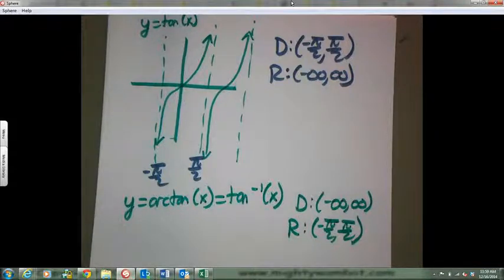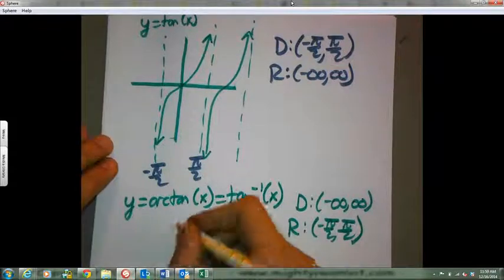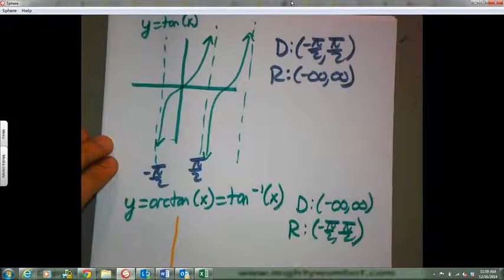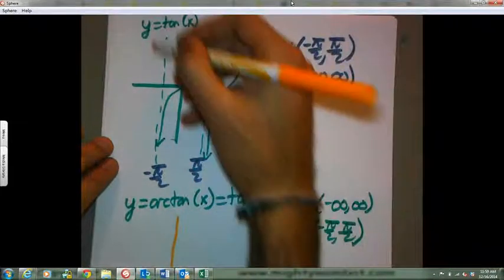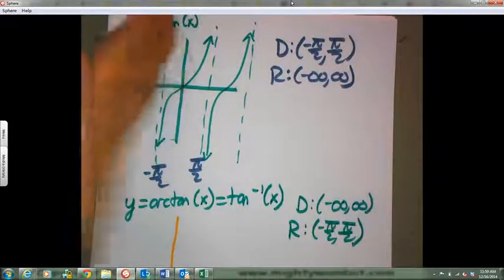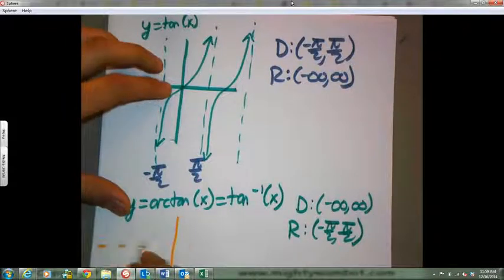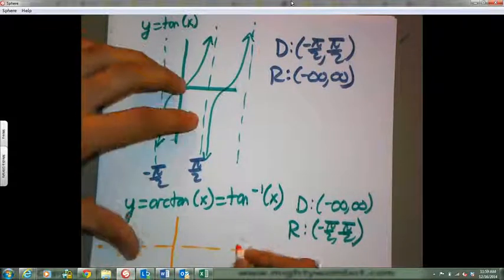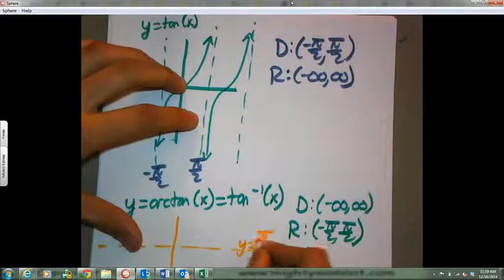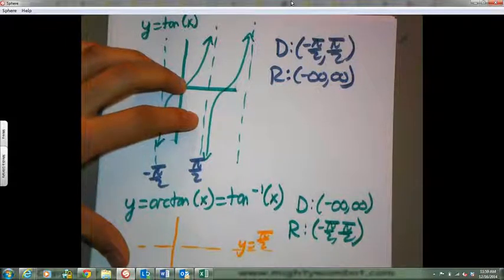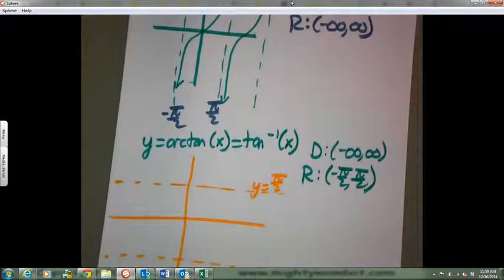I would encourage you to first deal with these asymptotes. They used to be vertical. Now when they switch, a vertical asymptote must become horizontal. So horizontal asymptote here at y equals pi over 2. Horizontal asymptote way downstairs at y equals negative pi over 2.